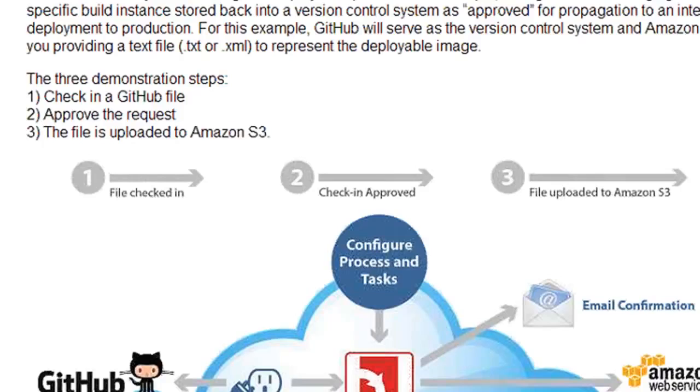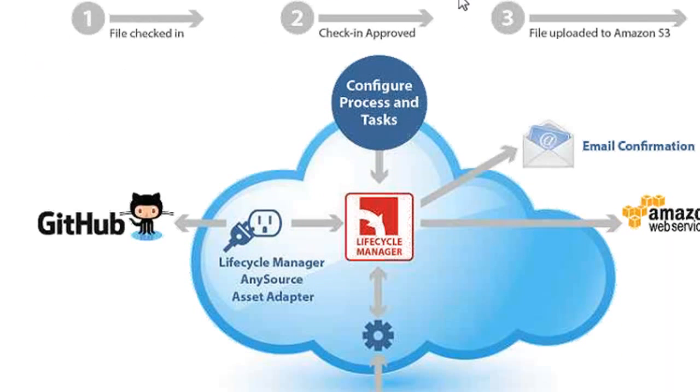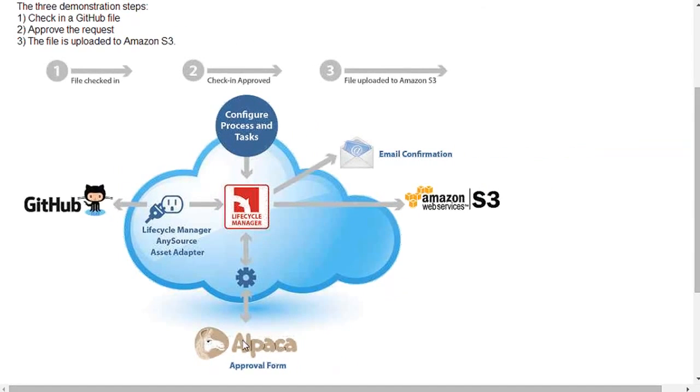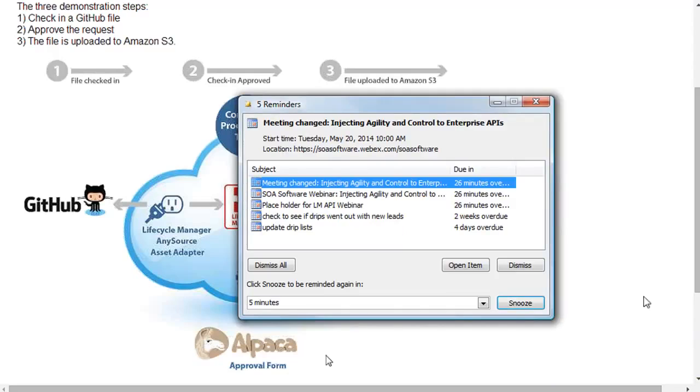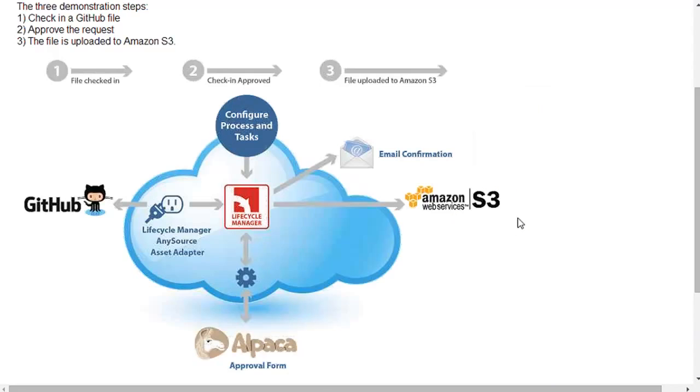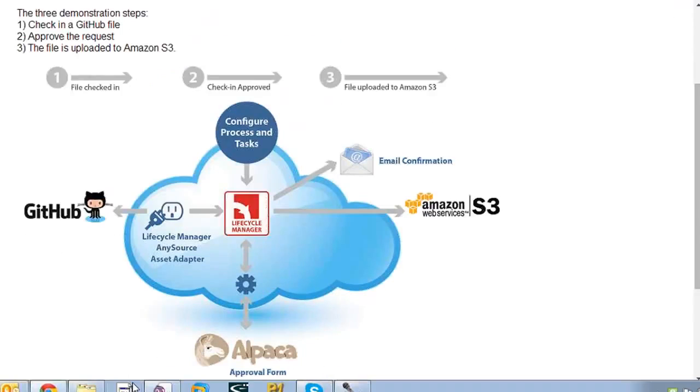the demonstration instance. So the scenario we're going to go through here at the top level is to check in a GitHub file. That will result in a form being presented to us where we can approve or reject the request, filling in some fields that we specified as part of the mandatory process. And then once we approve it, assuming we do approve it, then Lifecycle Manager will actually modify the file and push it out to Amazon S3, the bucket that we set up, and all along the way getting email notifications and confirmations.